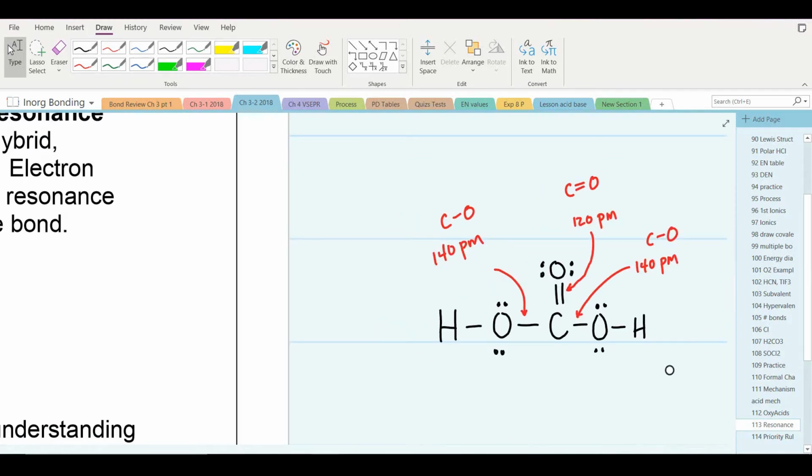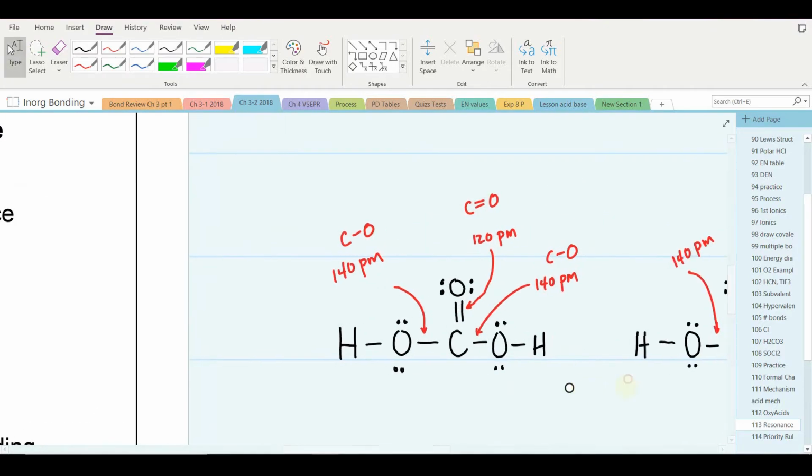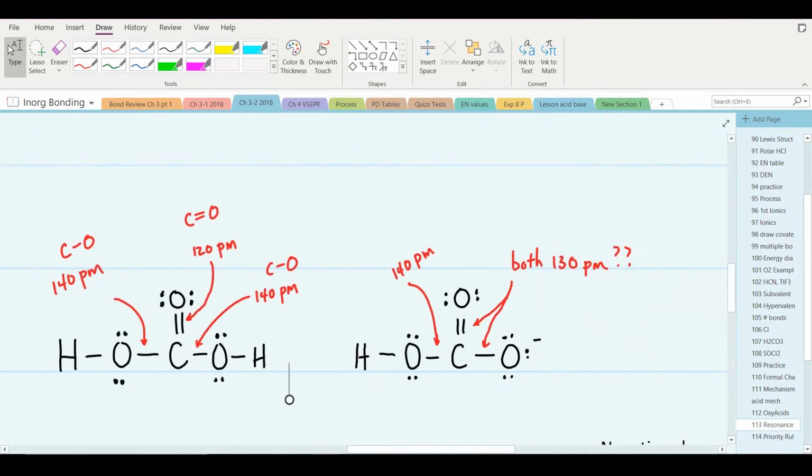What's interesting is after carbonic acid loses the proton, it forms bicarbonate. And now look at the bond lengths. The carbon to oxygen single bond on the left is still 140 picometers, but strangely, both the carbon to oxygen single bond on the right and the carbon to oxygen double bond have changed. They're both the same length. They're both 130 picometers, somewhere between 140 and 120. What's going on? Well, it turns out that this negative charge on the oxygen is actually going to be shared between the two oxygens, the doubly bonded oxygen and this anionic oxygen.